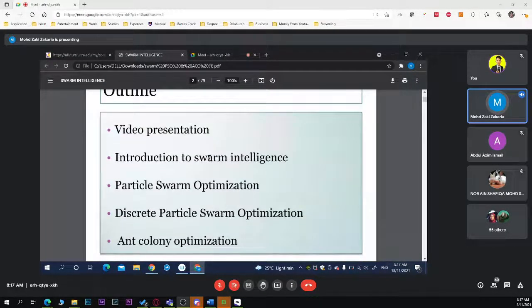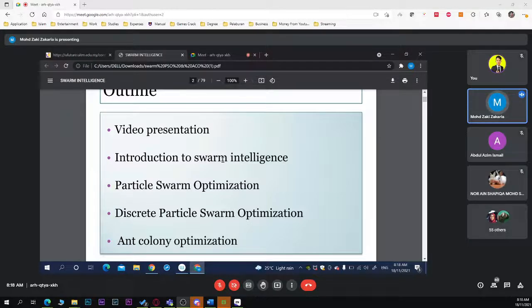Today our new topic, swarm intelligence. Under swarm intelligence we have particle swarm, ant colony, firefly optimization, and cuckoo search optimization. Swarm intelligence is a general name, and under swarm intelligence we focus on four topics.